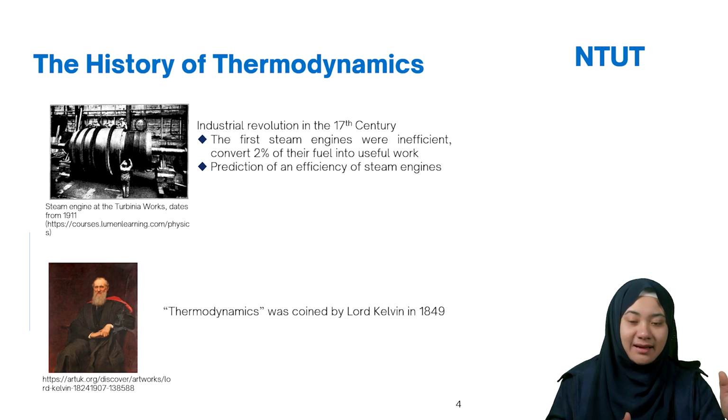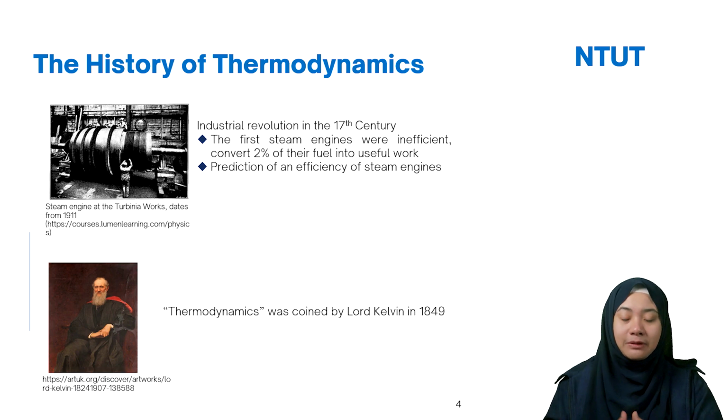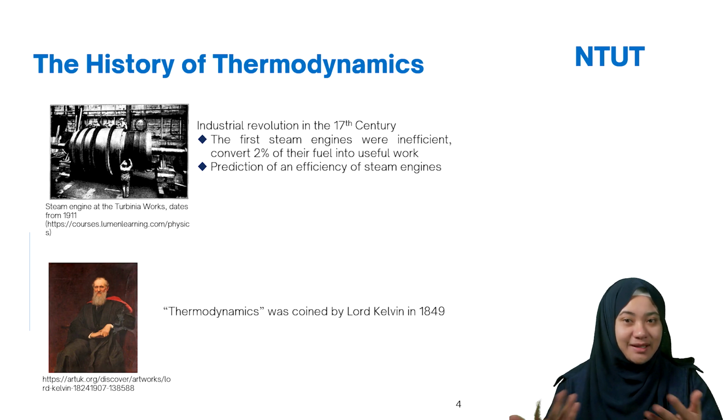At that time they were planning to generate electricity from steam, but it was only 2%. They only cared about the first law and did not consider the second law. So when it was 2%, what was happening in the engine? In this case they needed to predict the efficiency of the steam engine, because at that time the second law had not appeared yet.